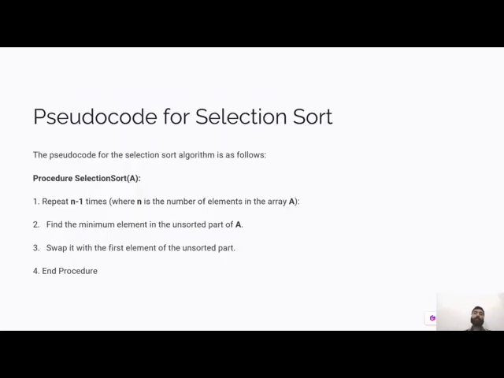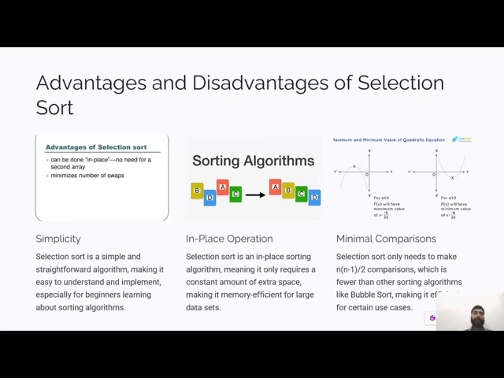Pseudocode for selection sort. The pseudocode for the selection sort algorithm is as follows. First of all, procedure of the selection sort. Repeat n minus 1 times, where n is the number of elements in the array A. Second, find the minimum element in the unsorted part of A. Third, swap it with the first element of the unsorted part. Fourth, end procedure.